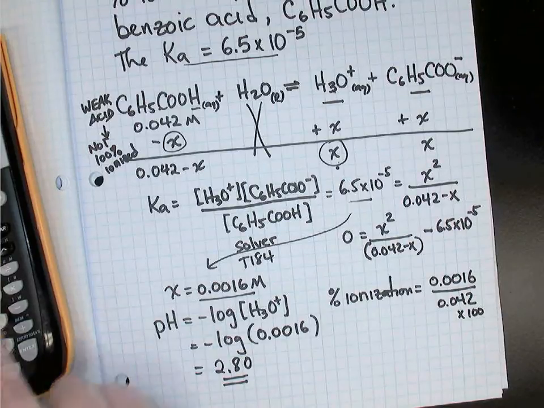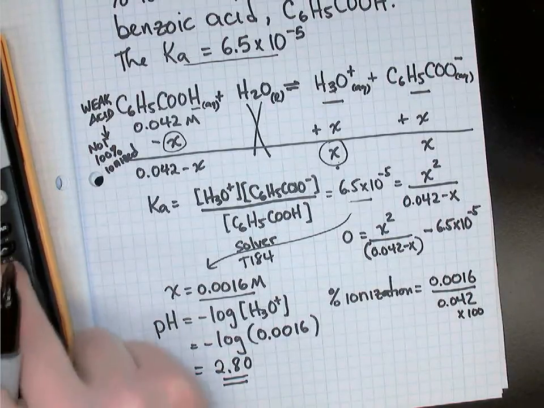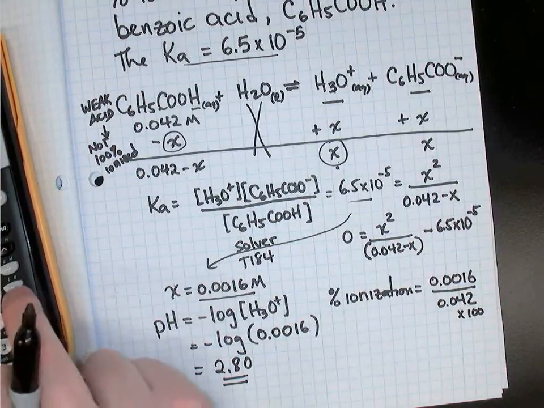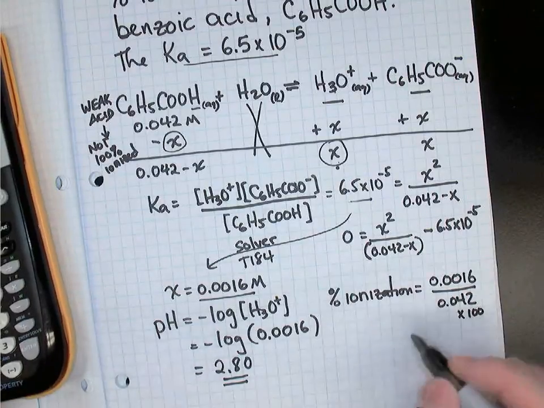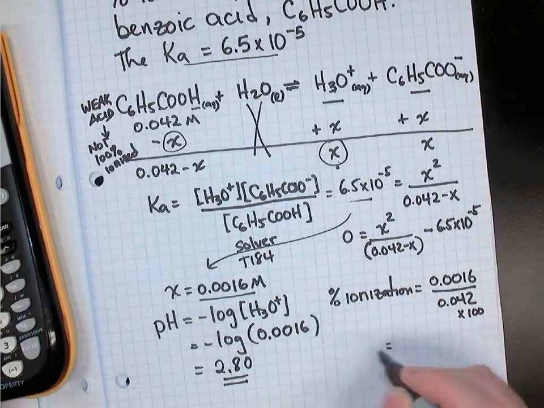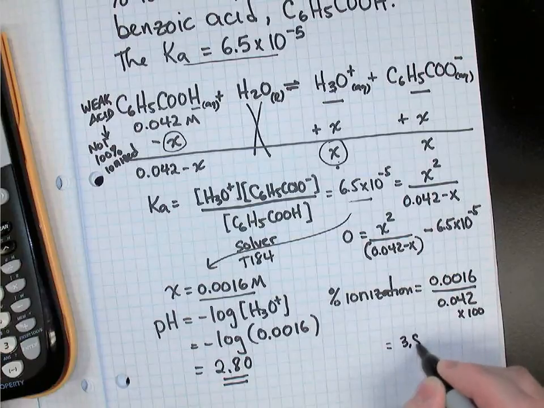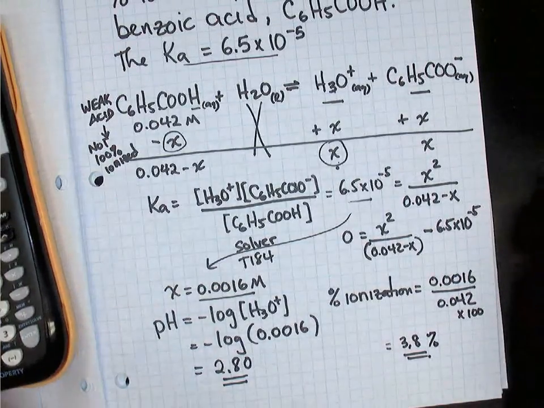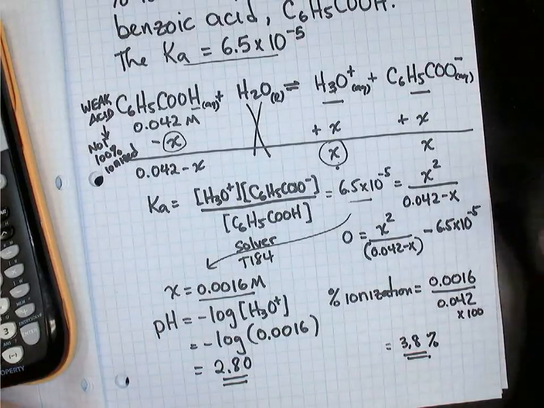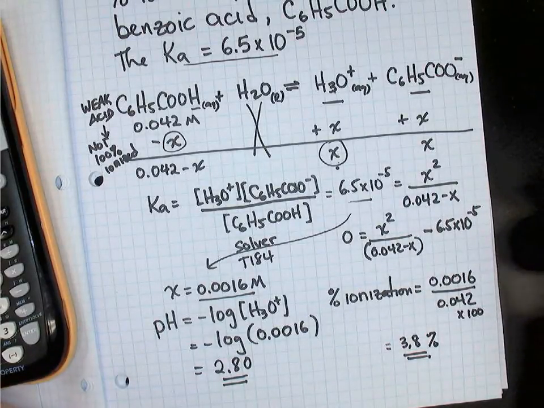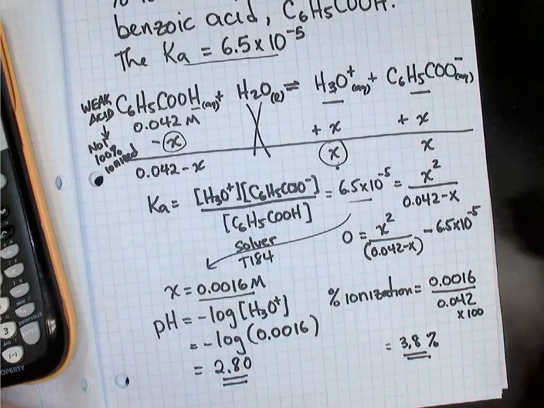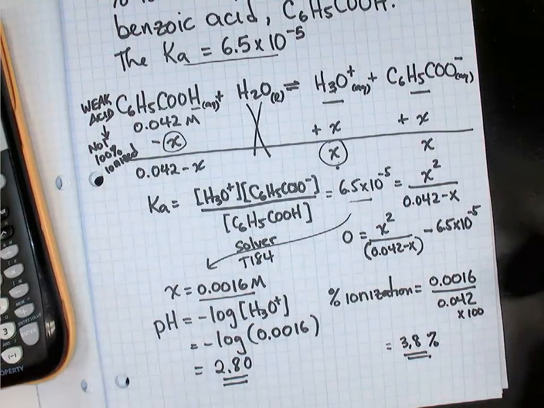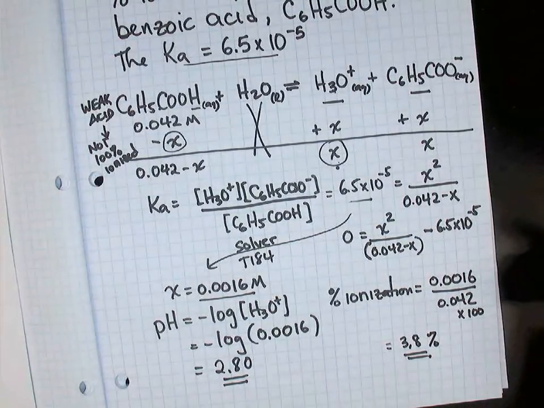So 0.0016 on my calculator, divide by 0.042, times by 100, and I get that the percent ionization is 3.8%. So if this were a strong acid, 100% of the acid would have ionized. Because it's weak, we got much smaller percent ionization, only 3.8%.